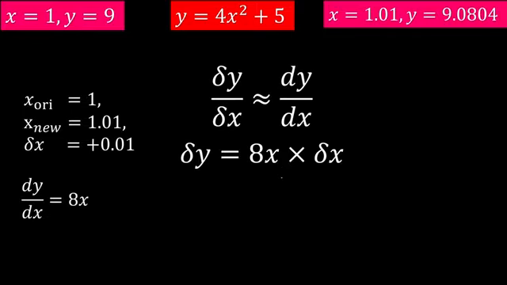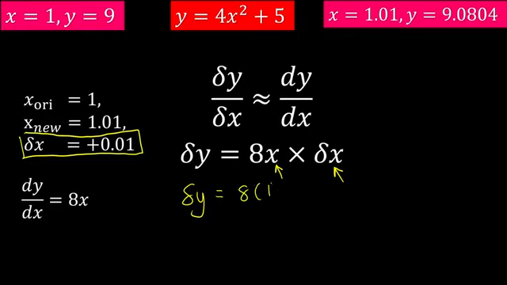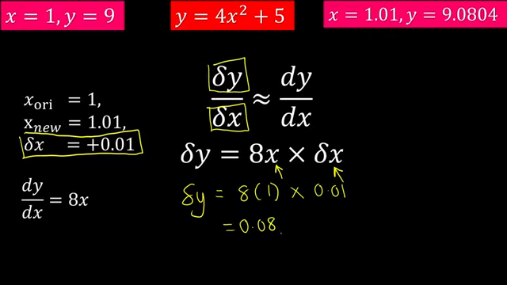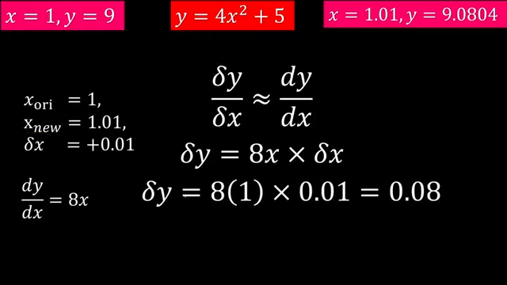But do we know what x is? This x is the original x. Meanwhile, delta x is just the change in x, which is a very small change. So we try to substitute in. We can say that delta y is equivalent to 8 times 1 times 0.01. If you compute this, you have 0.08. So what they tell us is that when x changes by 0.01, y is going to experience a change of 0.08. So this is what delta y means.